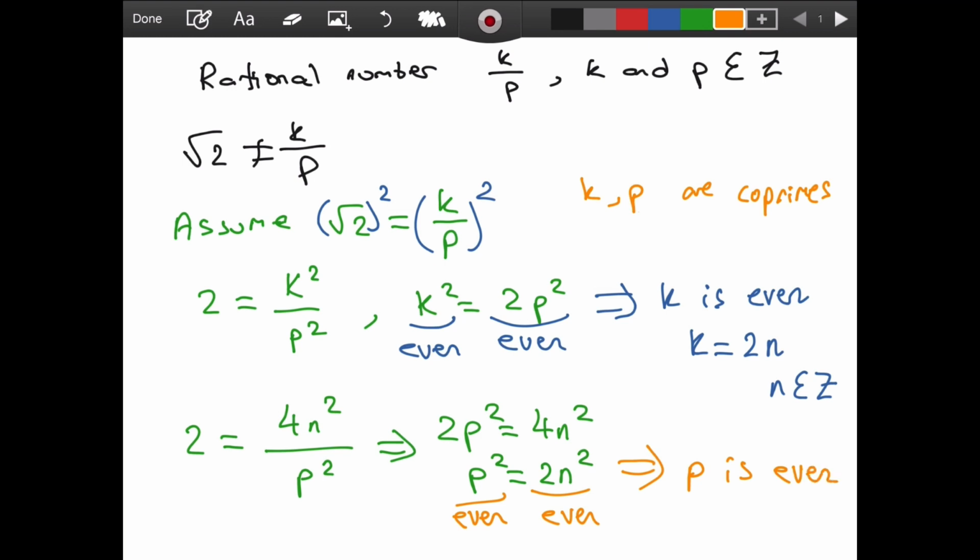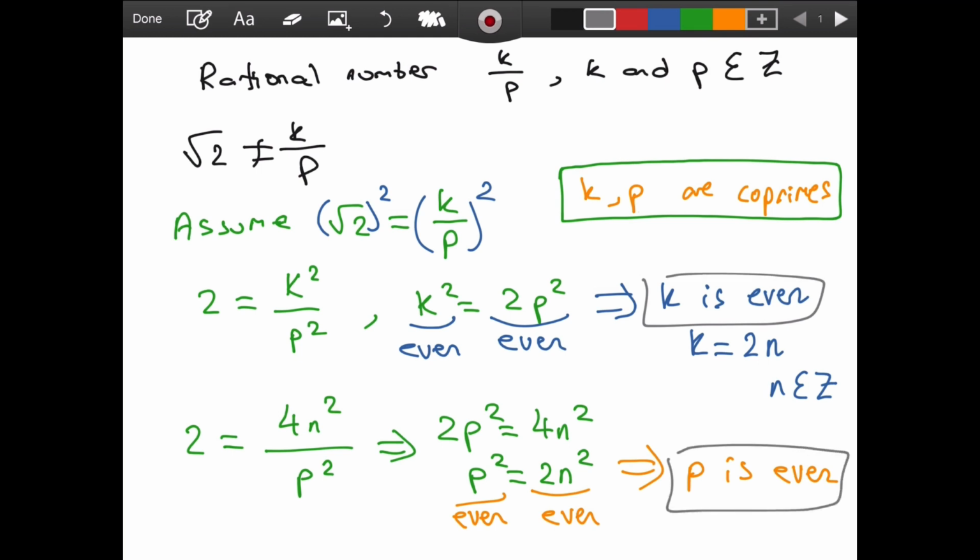And look at this. What is the bottom line here? What is the main idea? We started off by saying k and p are co-primes. However, at the end we found the result that k is even and p is even. Two even numbers cannot be co-primes of one another because by definition both of them are divisible by 2. Right? We define co-primes as the numbers that don't have a common divisor except 1. But if we have two even numbers, they are automatically not co-primes because both of them are divisible by 2.